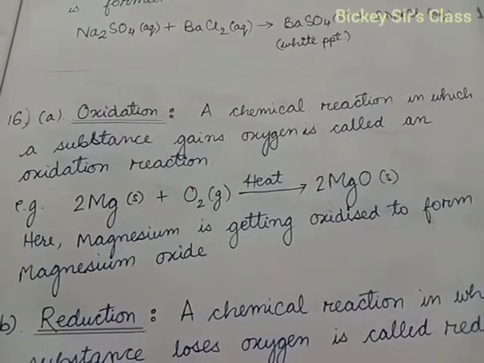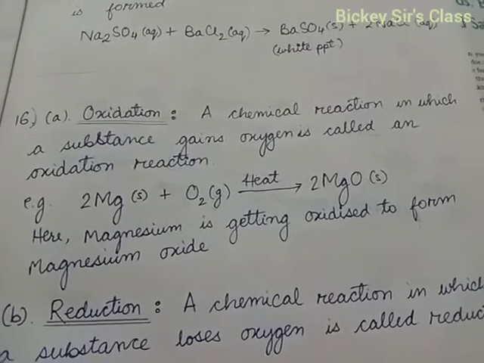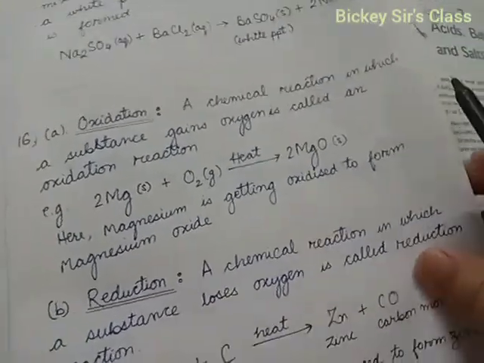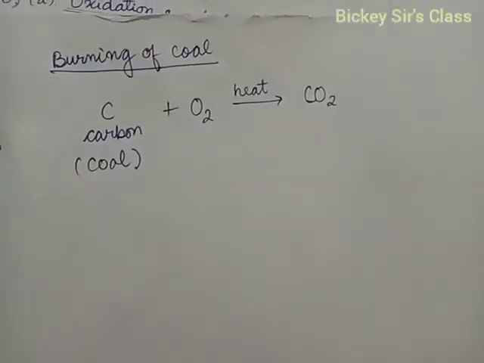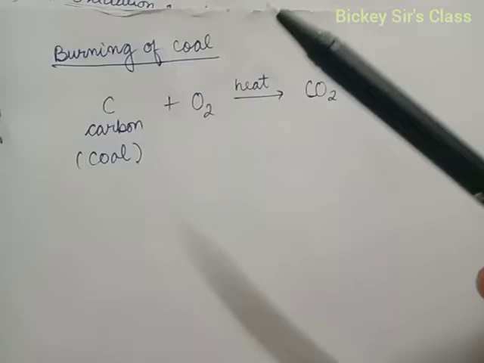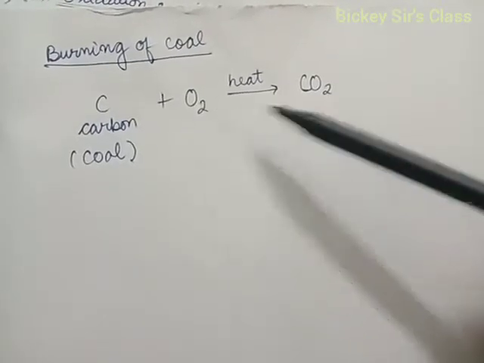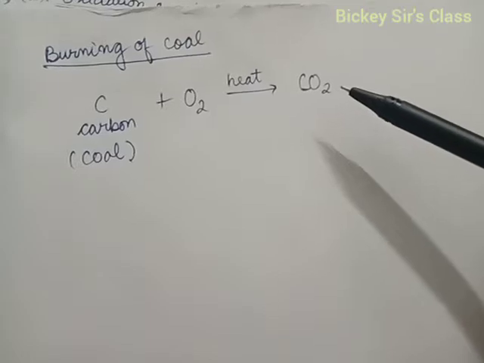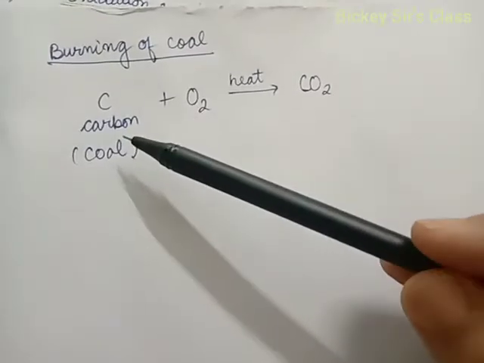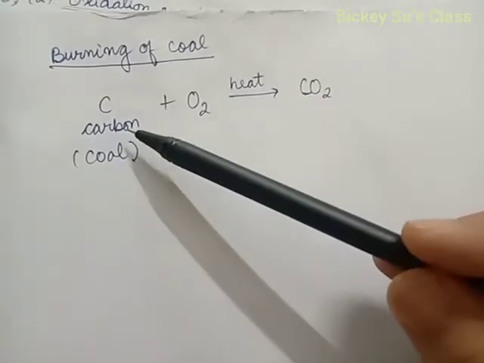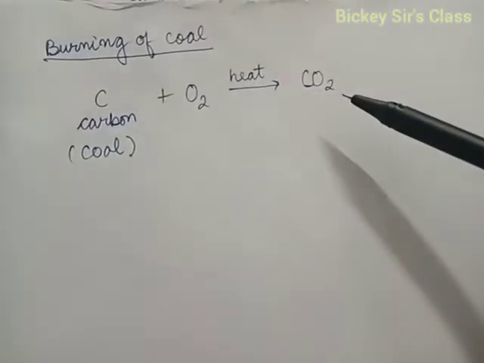Since we are required to write 2 examples each, another example you can write is the burning of coal. So in the burning of coal, what happens? The carbon present in the coal combines with the oxygen to form carbon dioxide. Therefore, in the process of burning of coal, the substance that gets oxidized is carbon. Here carbon is getting oxidized as it is gaining oxygen to form carbon dioxide.